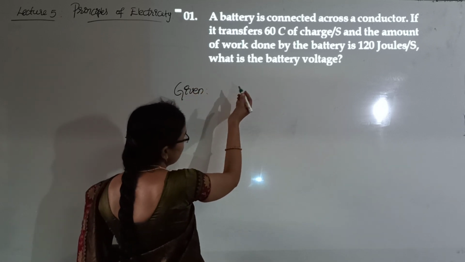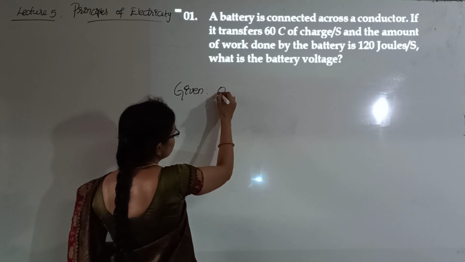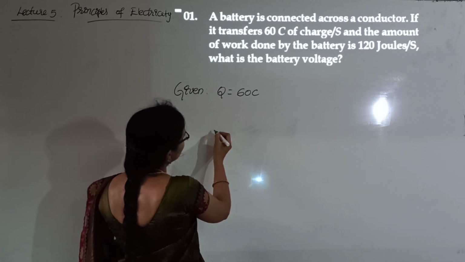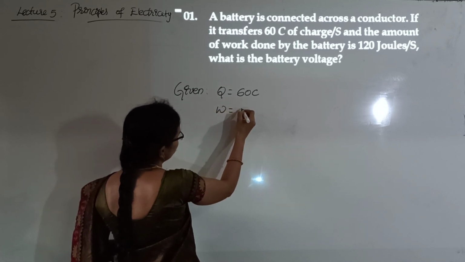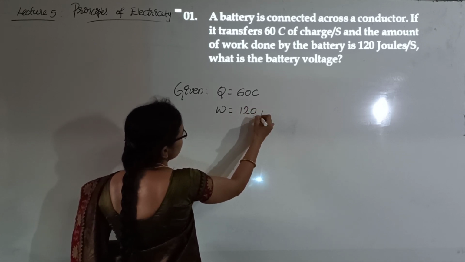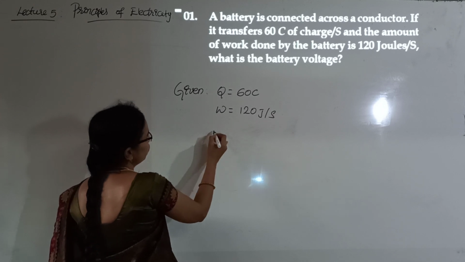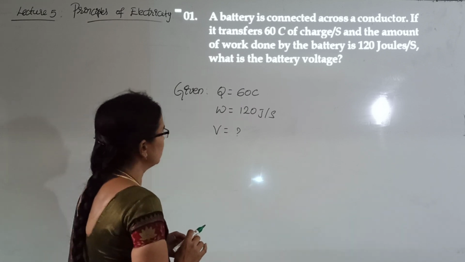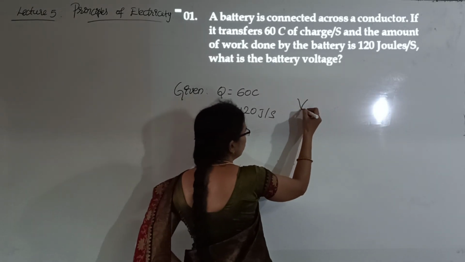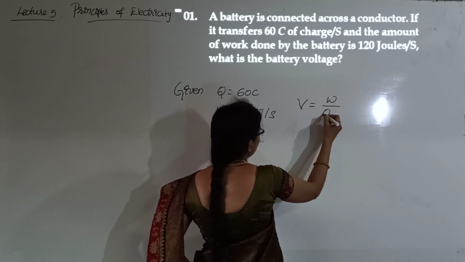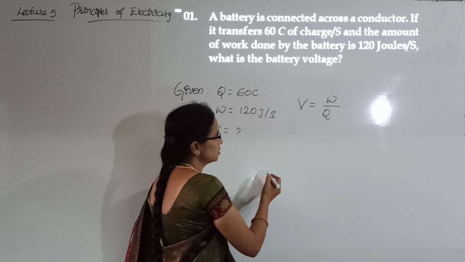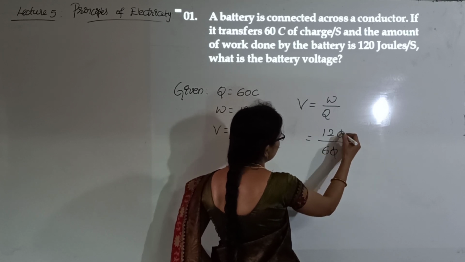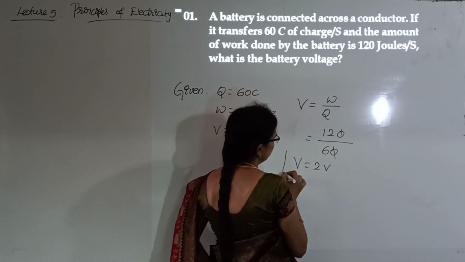Given: battery is connected across the conductor. The charge is given, Q is equal to 60 coulombs, and the amount of work done, that is W is equal to 120 joules per second. What is the battery voltage? They ask for voltage. See, direct formula, V is equal to W by Q, that is work done by charge transferred. Work done is 120 joules per second. Very easy calculation. V is equal to 2 volt.